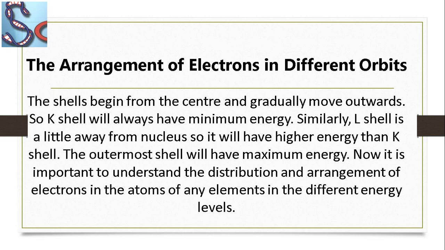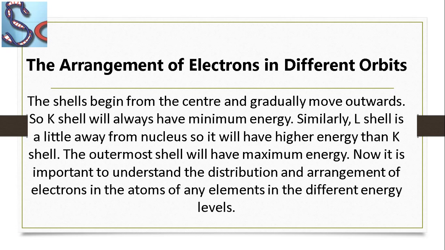There are a maximum of seven shells in all the atoms of all elements. Now, the K shell will always have the minimum energy, which is near to the nucleus. Similarly, the L shell is a little away from the nucleus and it has higher energy than the K shell. The outermost shell will have maximum energy.